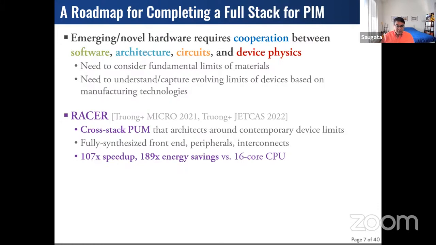In doing that, and I will caveat these numbers because, as I mentioned before, this is from materials and devices up to architecture, there's still no OS, runtime, virtual memory, things like that. So these numbers should be taken with a grain of salt, as you should for every project for now. But as I'll show you, for data intensive microbenchmarks we can get an average speedup of 107x and average energy savings of 189x compared to a 16 core Xeon CPU.